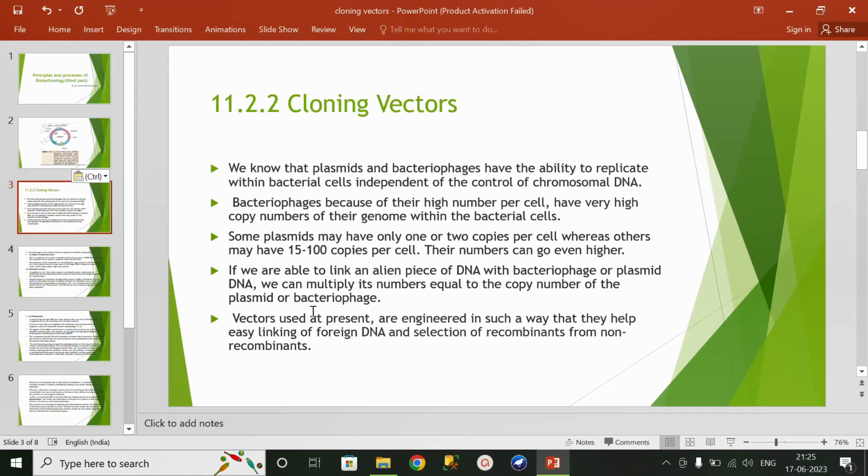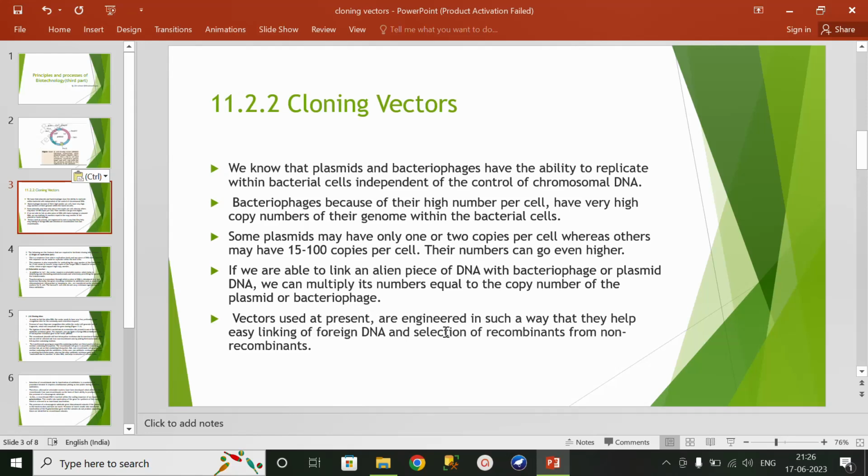So in this way, if we insert into the bacteriophage or plasmid DNA by using a restriction enzyme and restriction site inside an ampicillin or tetracycline resistance gene, we can insert a desired alien DNA. Here, alien DNA refers to DNA which is foreign to the cell, which is not present inside the cell. So it can be any piece of DNA that has desired characters. And its production capacity can be increased on the basis of the copy number of the plasmid or bacteriophage.